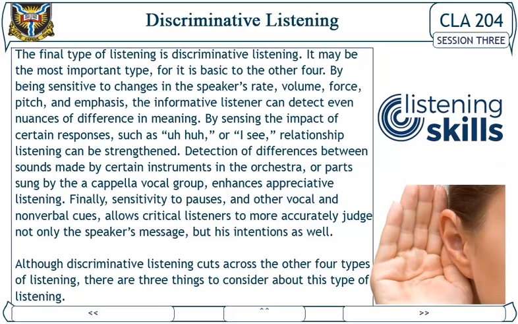The final type of listening is discrimination. It may be the most important type, or it is basic to the other four. By being sensitive to changes in the speaker's voice, volume, force, pitch, and emphasis, the informative listener can detect even nuance and differences in meaning. By sensing the impact of certain responses, such as "I see," relationship listening can be strengthened.